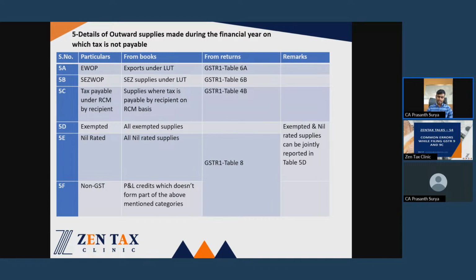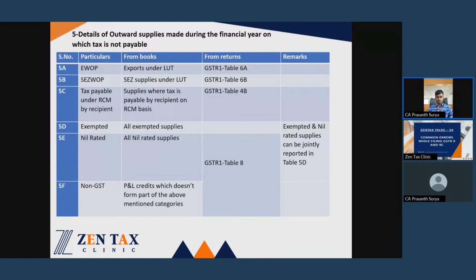One thing I would like to add here is, export without payment of tax means if you have reported here as export without payment of tax or in GSTR1 returns, the department will definitely check whether you have an LUT or you are eligible to export under LUT. Export with payment of tax will go in table 4 because you are paying tax on that and getting refund. Only export without payment of tax will come here.